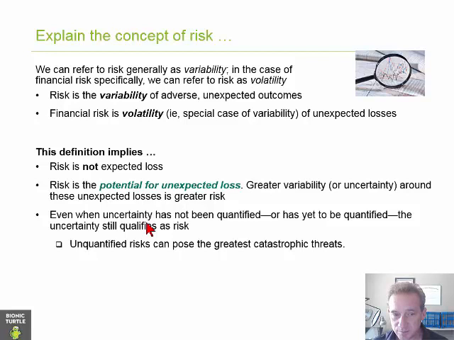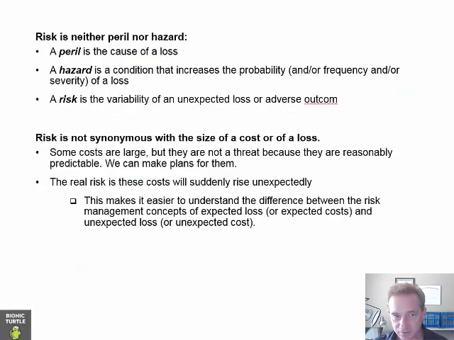And here's another key point. Even if the uncertainty has not been quantified or has yet to be quantified, the uncertainty still qualifies as risk. So there is that Knightian distinction between uncertainty and risk, where risk is what we can measure and quantify, and in many senses, the risk measurement is about the translation of uncertainty that has not been quantified into measurable risk. But we do include uncertainty as risk, because just because we haven't been able to quantify unquantified risks yet does not mean that they cannot pose great catastrophic threats to us.